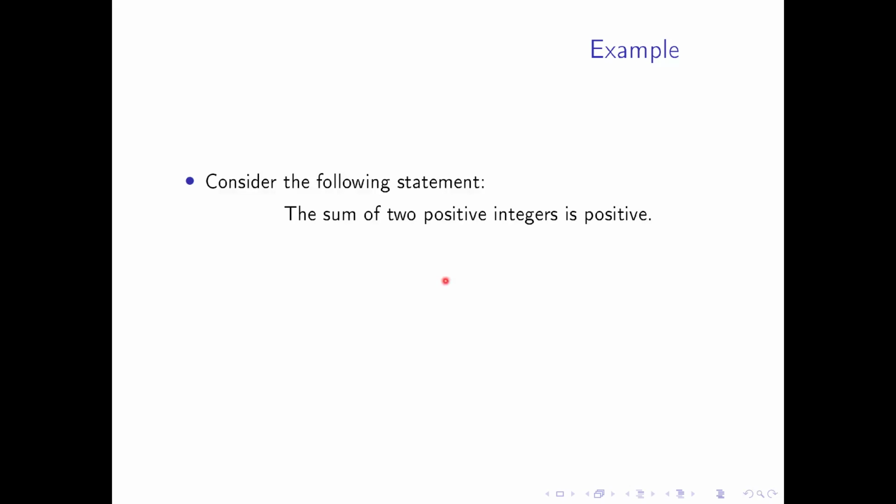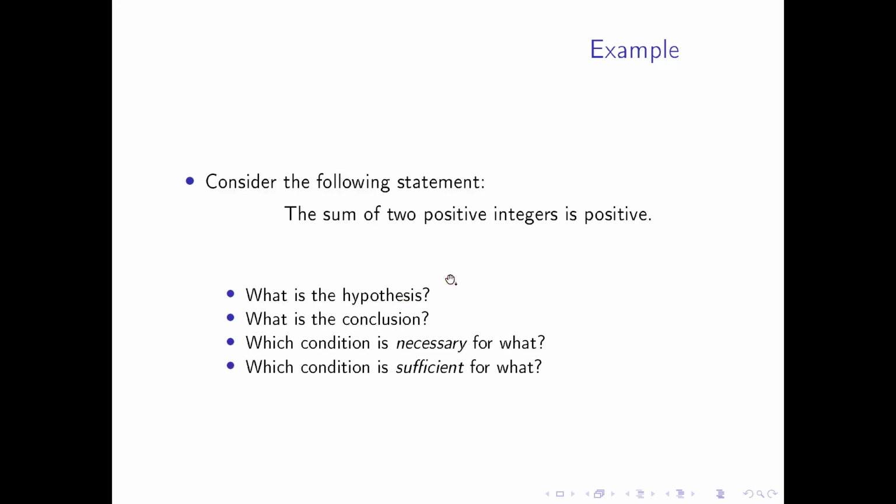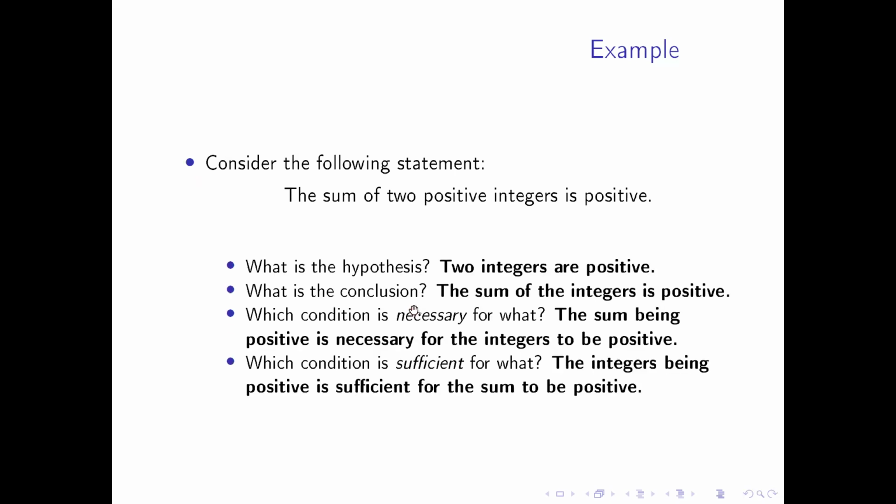Here's another one. The sum of two positive integers is positive. What's the hypothesis and what's the conclusion? The hypothesis is that two integers are positive. The conclusion is their sum is positive. And the necessary condition is that the sum being positive is necessary for the integers to be positive. What I mean by that is if the sum is not positive, then I know that my original two things I added together were not positive.